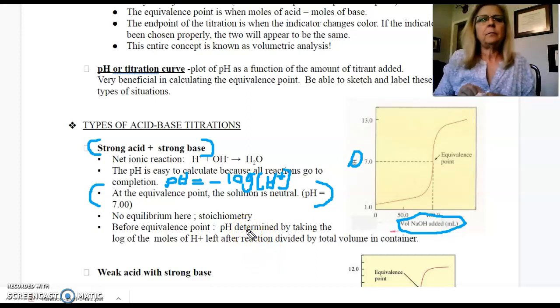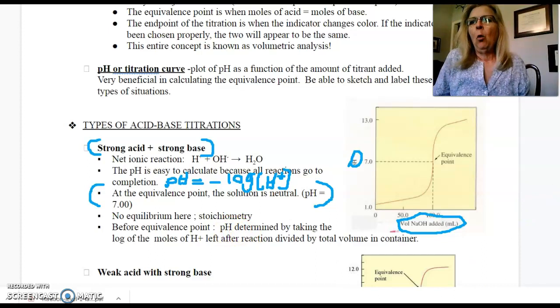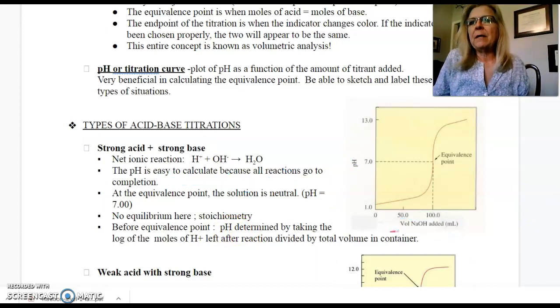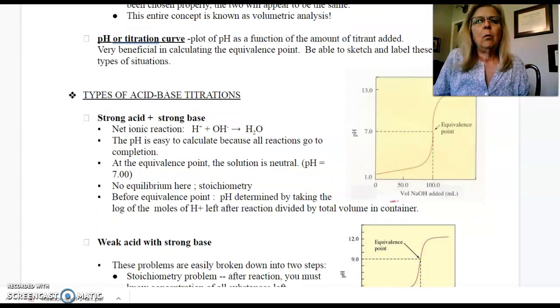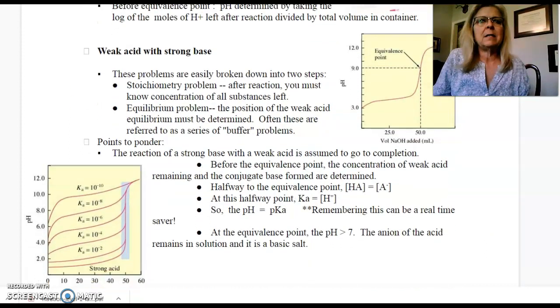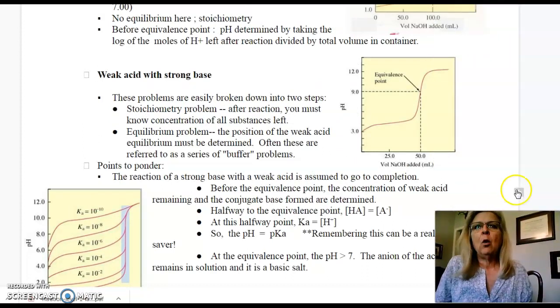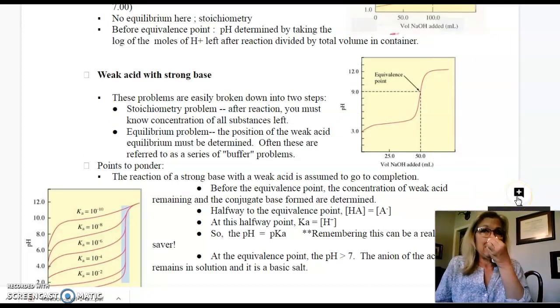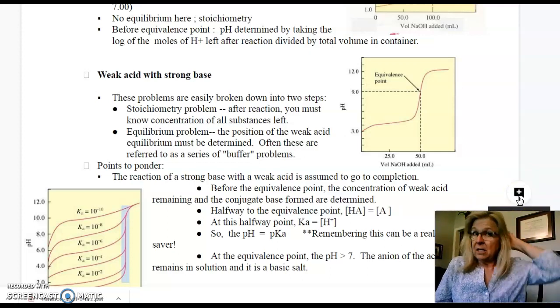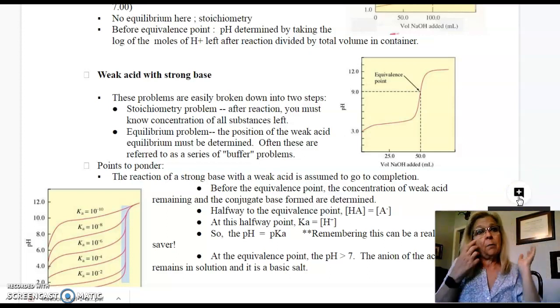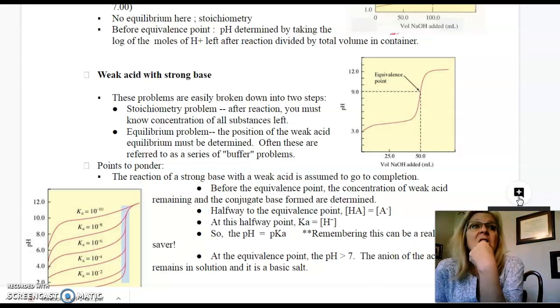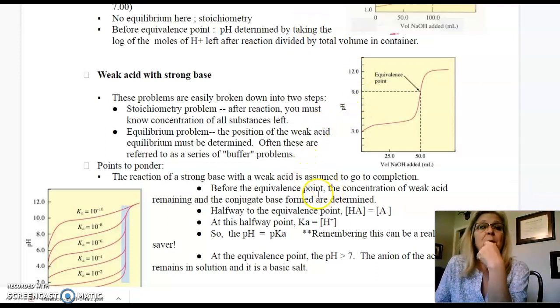Now, what about, I'm going to erase that, go back to here. What about if we don't have a strong acid and strong base? What about instead if we have a weak acid with a strong base? You are going to want to pay attention this week to weak acid with strong base, because this is going to be the type of titration you are going to be doing in your laboratory exercise this week. We're going to break these down into two steps.